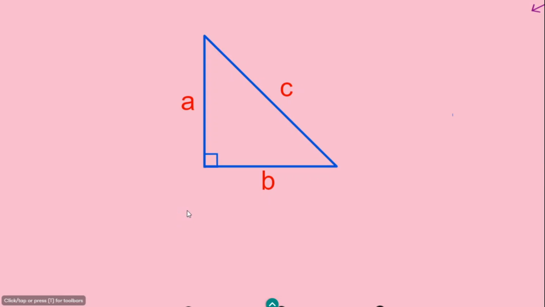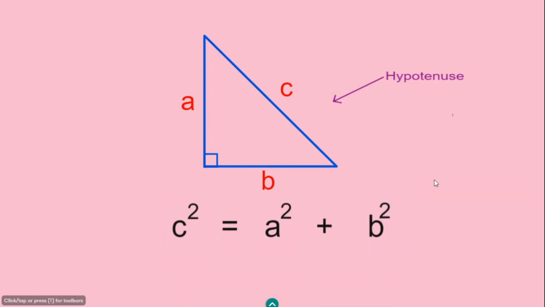Given any right angle triangle with three sides, side A, side B, and side C. The side directly opposite the right angle is always the longest side. In this case, that's going to be side C. Now, this side C, the longest side, is called the hypotenuse. And there is a theorem connecting all three sides, and this is called the Pythagoras theorem.